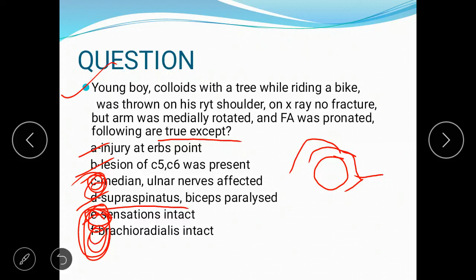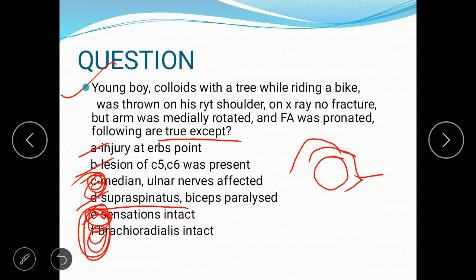Therefore the flexor compartment of arm, which has three muscles, brachialis, biceps and coracobrachialis. So how will you remember? BBC: brachialis, biceps and coracobrachialis. This will be supplied by musculocutaneous nerve. After supplying these three muscles, musculocutaneous nerve becomes a cutaneous nerve and supplies the lateral part of forearm. Okay, musculocutaneous nerve supplies the lateral part of forearm.